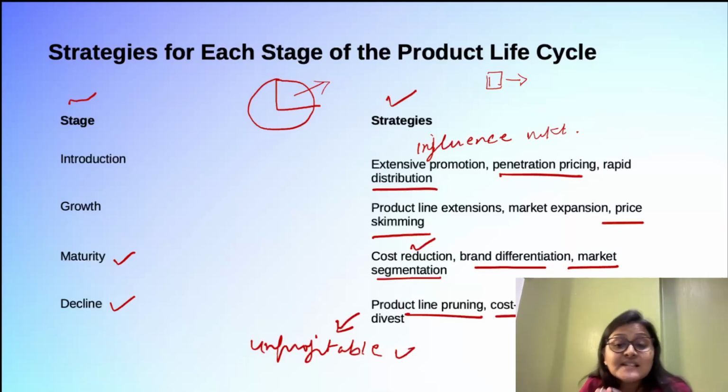And next is divesting. This is selling off the brand or discontinuing the product entirely from the market space. For example, IBM sold its personal computer business to Lenovo as it moved towards cloud computing and various other solutions.